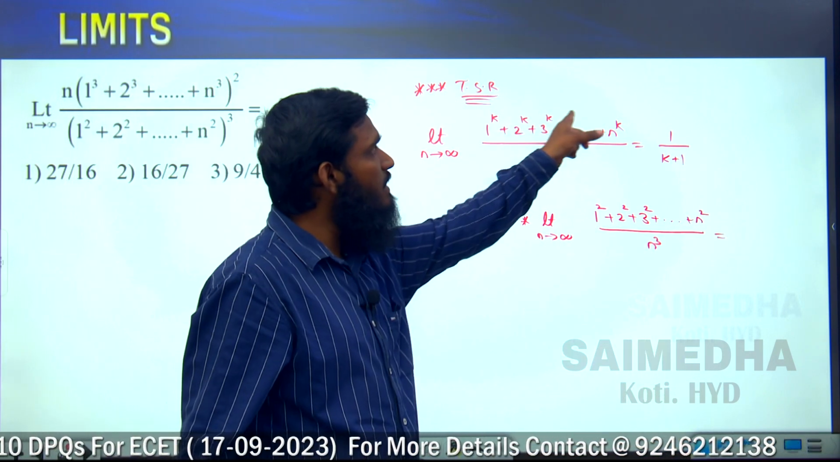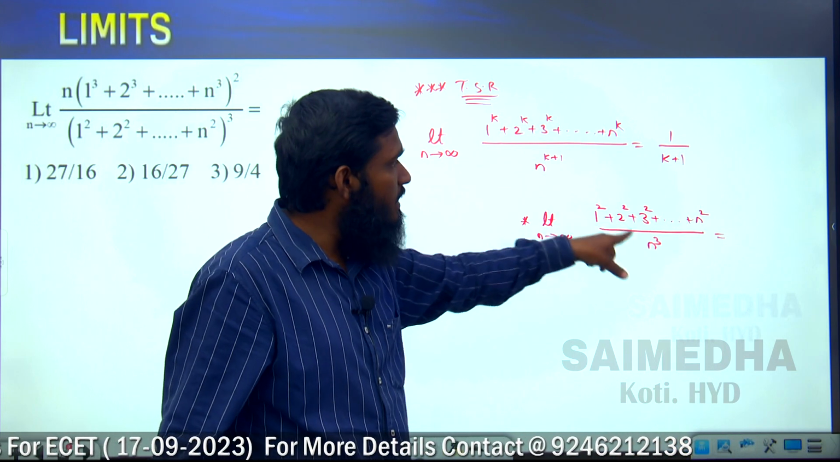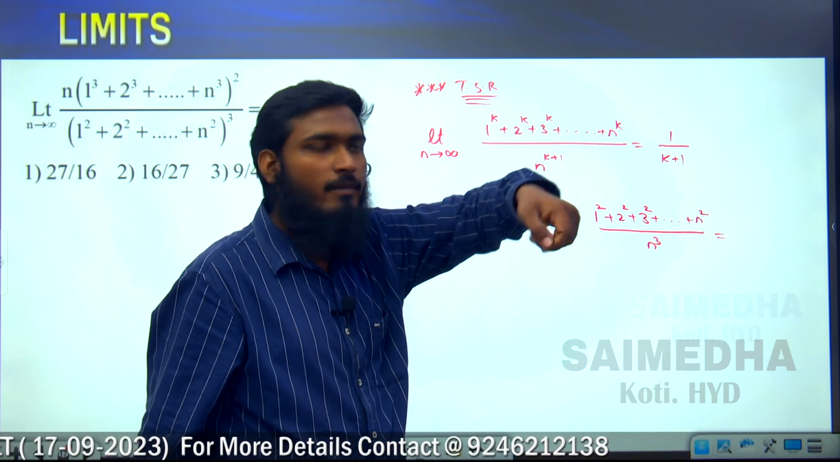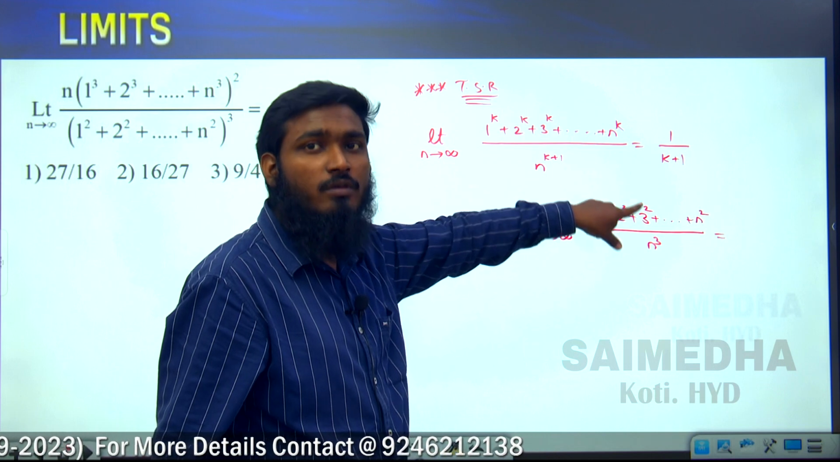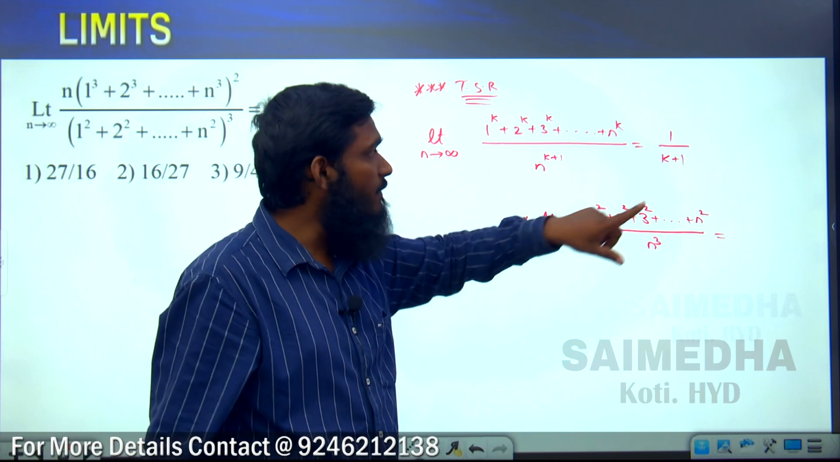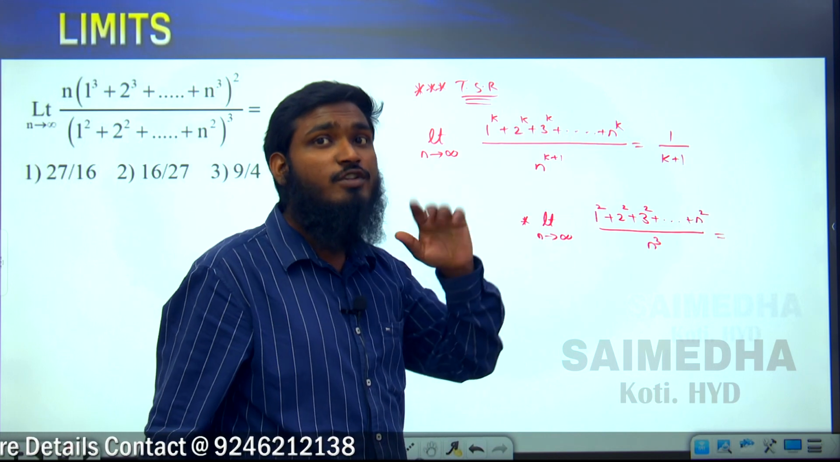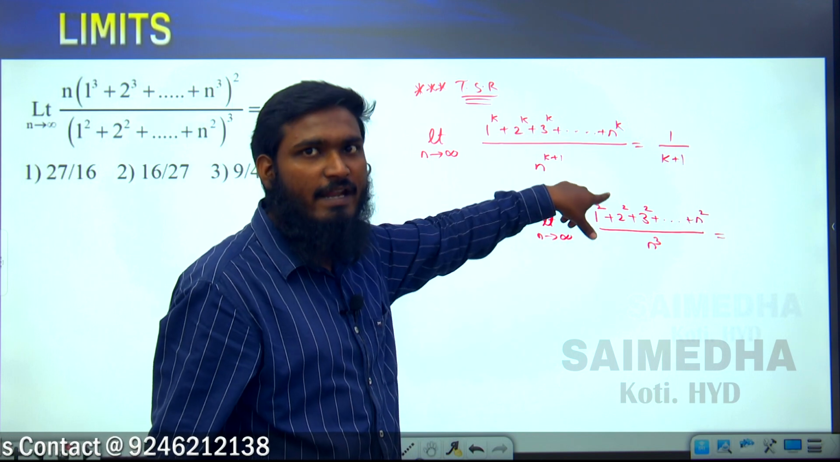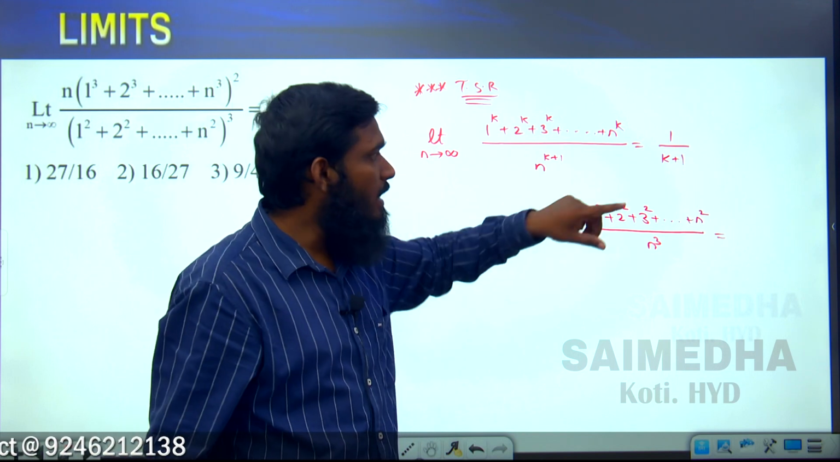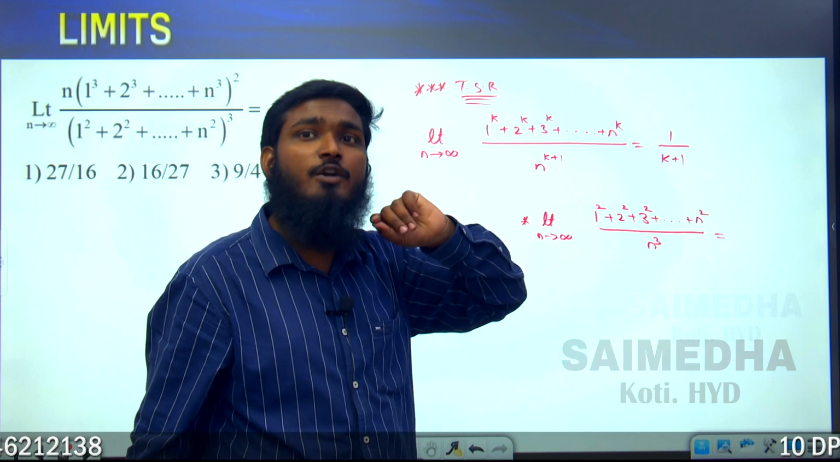So what we have discussed: in the numerator we have the same powers, and in the denominator the power should be increased by 1. If the power is 2, the denominator power should be 3. If the power is 4, the denominator power should be 5. If the power is 7, the denominator power should be 8. If the power is 10, the denominator power should be 11.